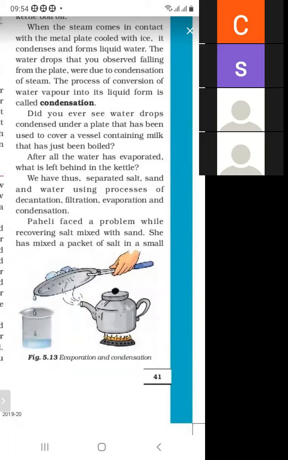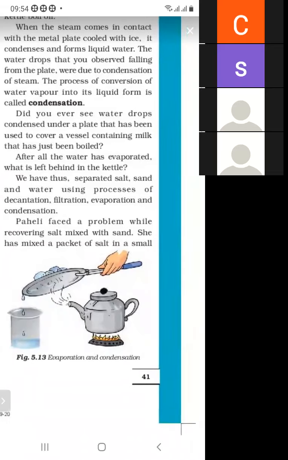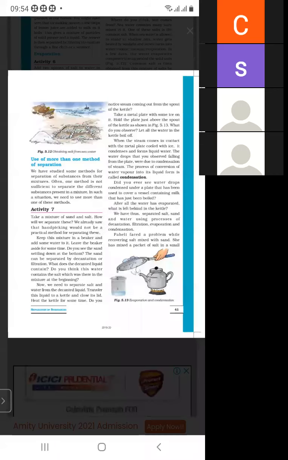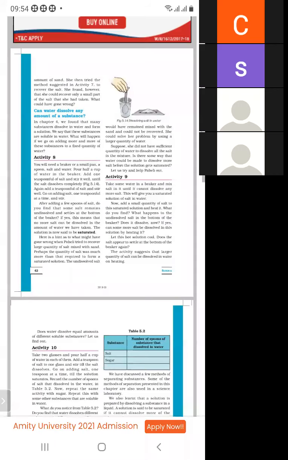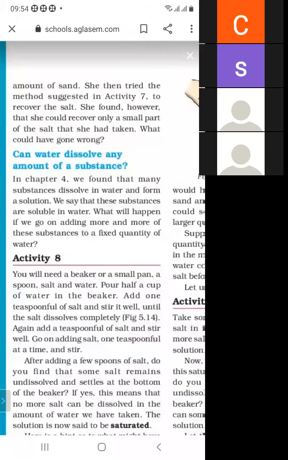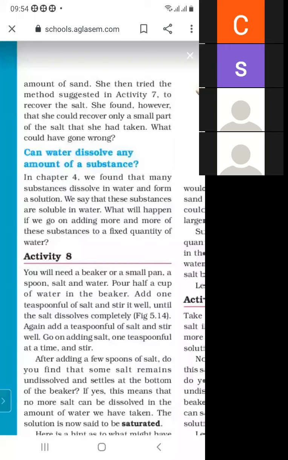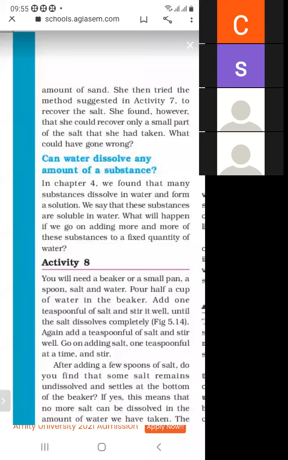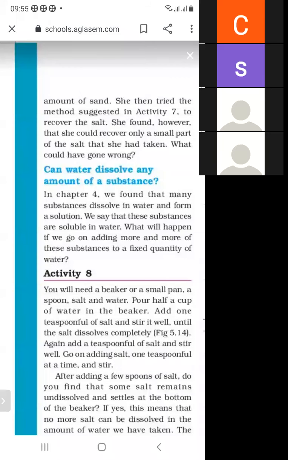Paheli faced a problem while recovering salt mixed with sand. She mixed a packet of salt in a small amount of sand, and then tried the method suggested in activity 7 to recover the salt. She found, however, that she could recover only a small part of the salt she had taken. What could have gone wrong? So this is the activity to show the phenomena of evaporation and condensation.